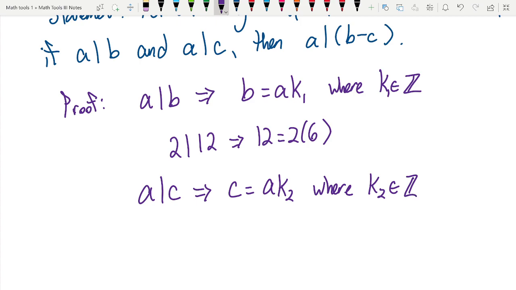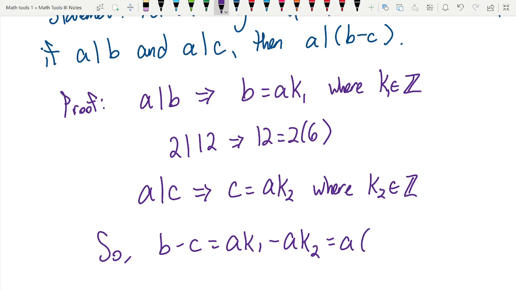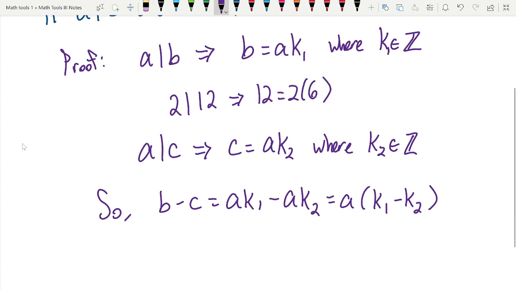Now we have something to work with for b minus c, because we have b equal to this and c equal to this. From that, we can formulate what b minus c is. So b minus c is equal to ak1 minus ak2. That's just reinserting the definitions that we just had. Now, by the distributive property, this is equal to a times (k1 minus k2).